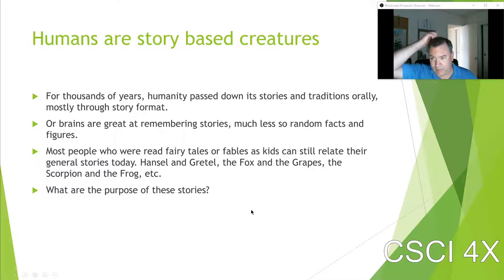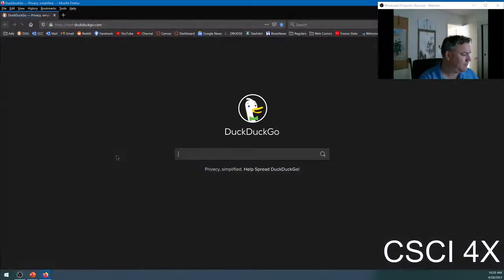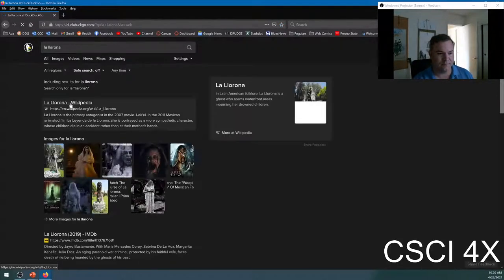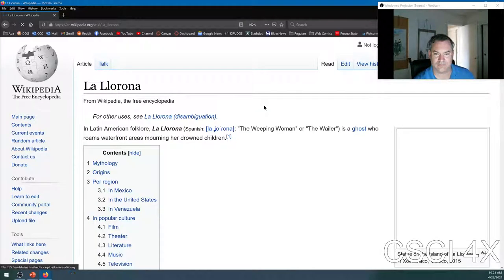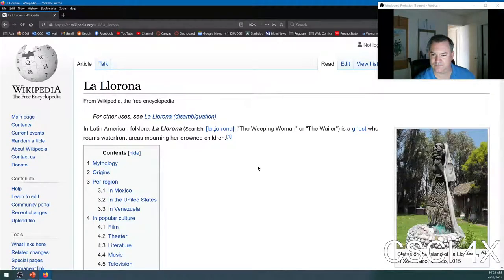So, you know, we pass on myths, fables, the fox and the grapes, the scorpion and the frog, Hansel and Gretel. What do you think the purpose of these is? La Llorona, right? Do you guys know the story of La Llorona? I'm probably mispronouncing that. I took French, not Spanish. Stories resonate more than facts. What is the purpose? Do you guys know the story?